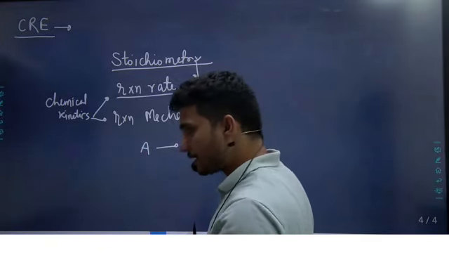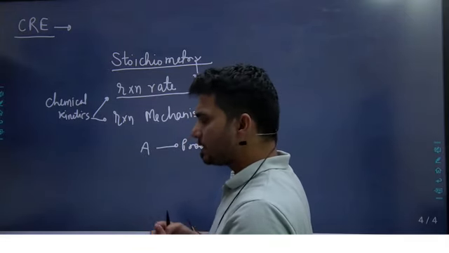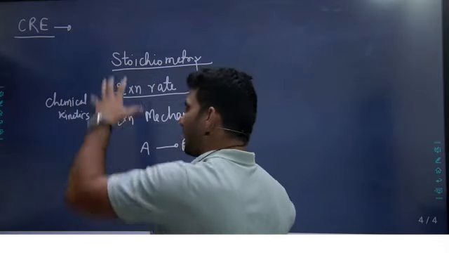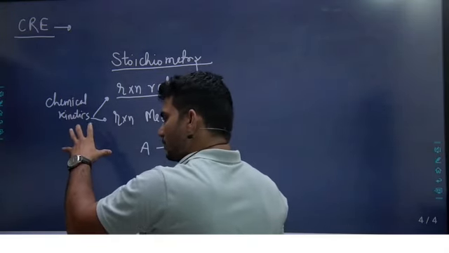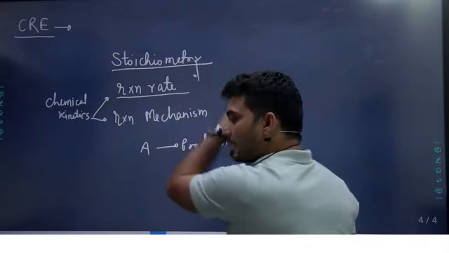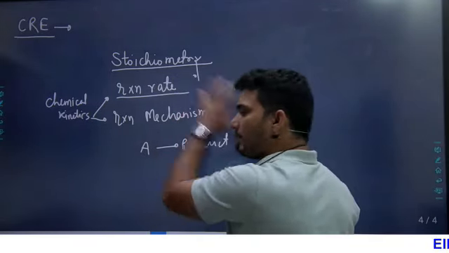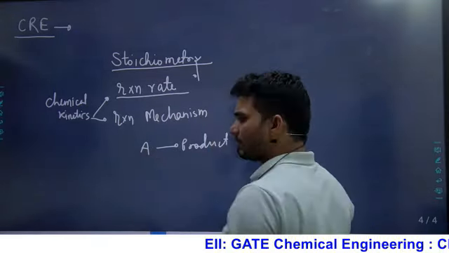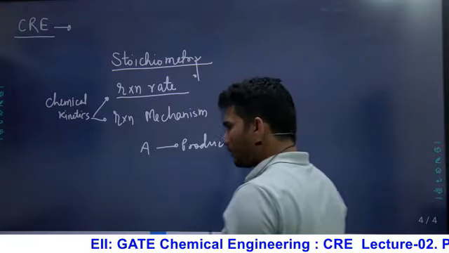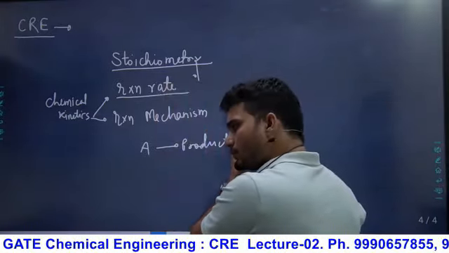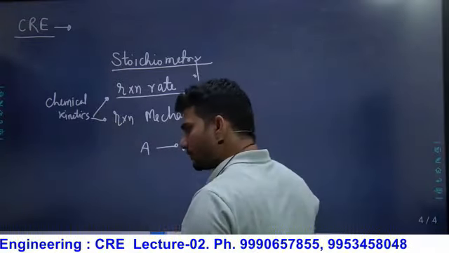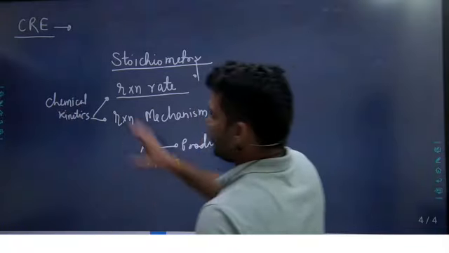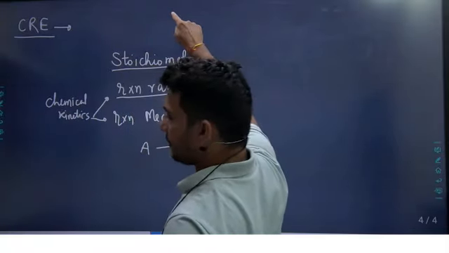After that, I will try, by changing the operating conditions, to sustain the maximum rate. So I can attain the equilibrium conversion, the maximum conversion, because equilibrium conversion is the maximum conversion. I cannot convert my reactant into the product beyond the equilibrium conversion. You can say this is the limit.